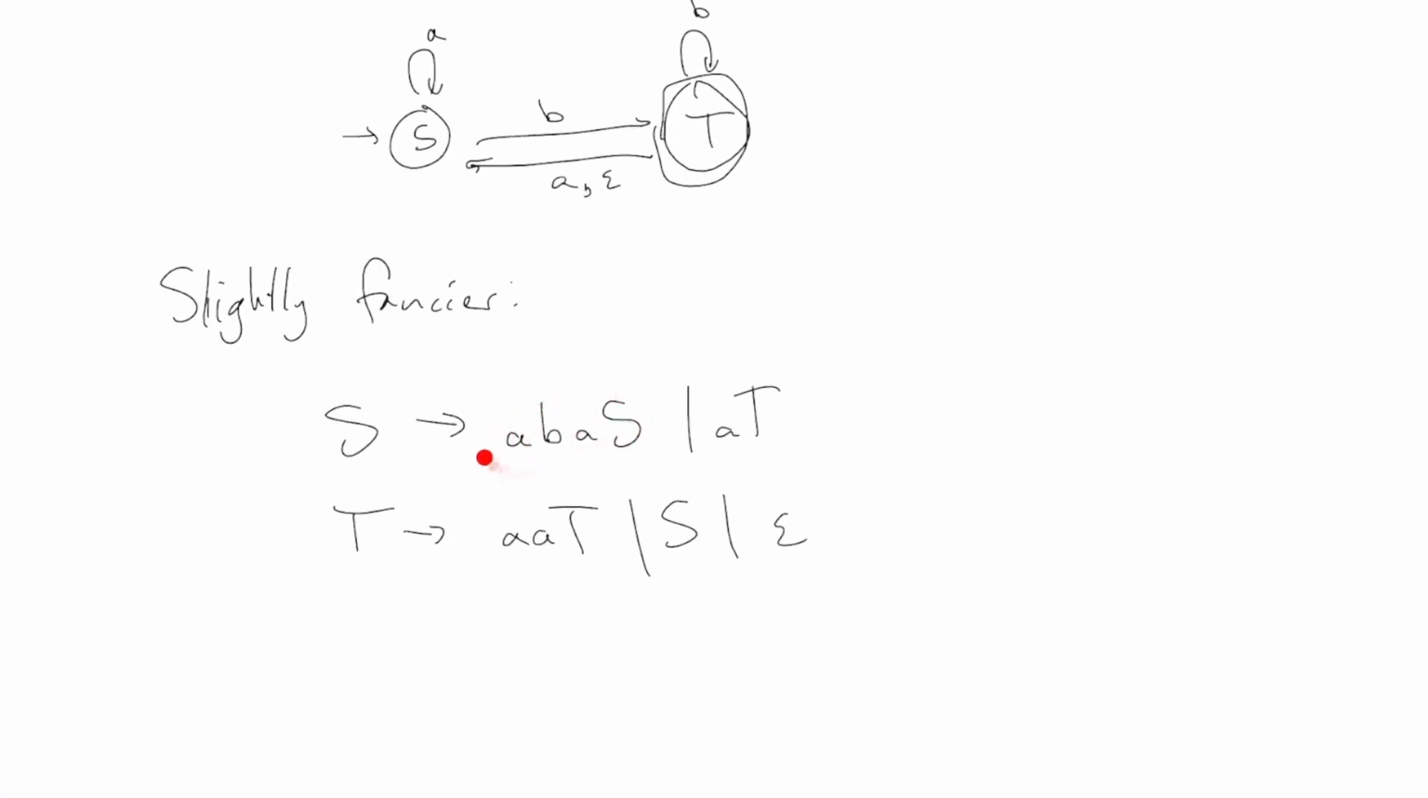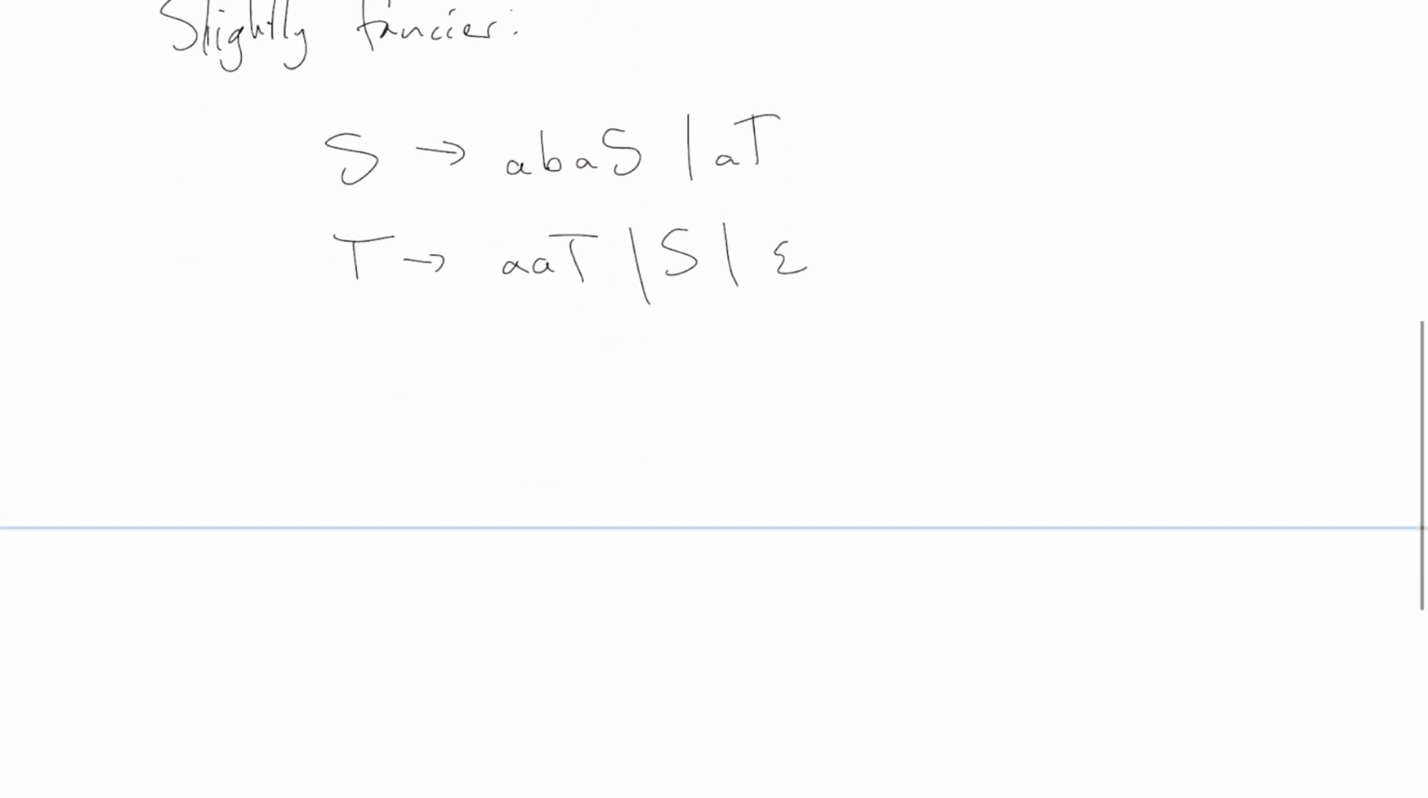This, for instance, S goes to ABAS. It's not clear what exactly to do with that, but don't worry about it. S goes to ABAS. You would be tempted to just do this, ABA, but of course that's not allowed. That's not allowed for an NFA. Every arrow of an NFA has to have just a single letter on it. So there's no such thing in an NFA as this.